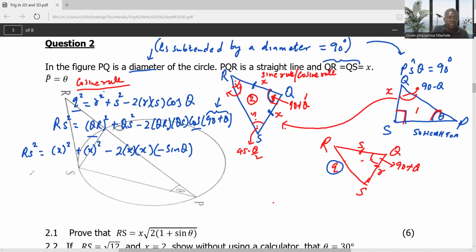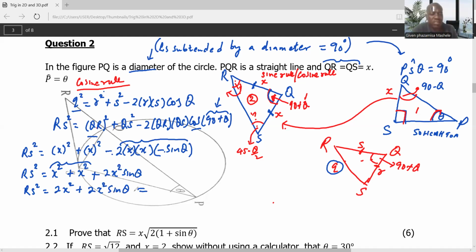So this will give us RS squared equals X squared plus X squared minus, let's multiply this. This is just a multiplication. Negative times negative becomes positive. 2 times X times X times sine theta becomes 2X squared sine theta. I apologize. These are like terms. This equals 2X squared plus another 2X squared sine theta.